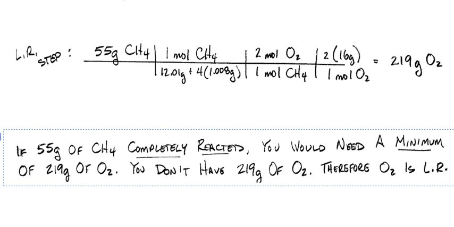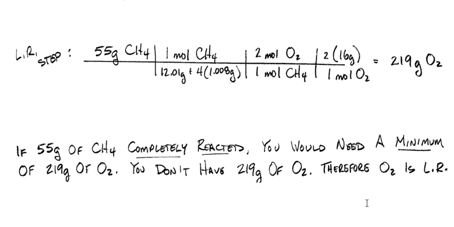Okay, so again, here's my statement. If 55 grams of methane is completely reacted, you would need a minimum of 219 grams of oxygen. You don't have 219 grams of oxygen. Therefore, oxygen is your limiting reactant.